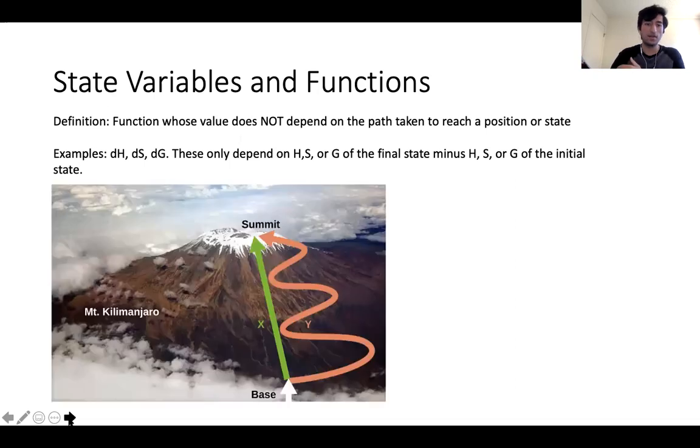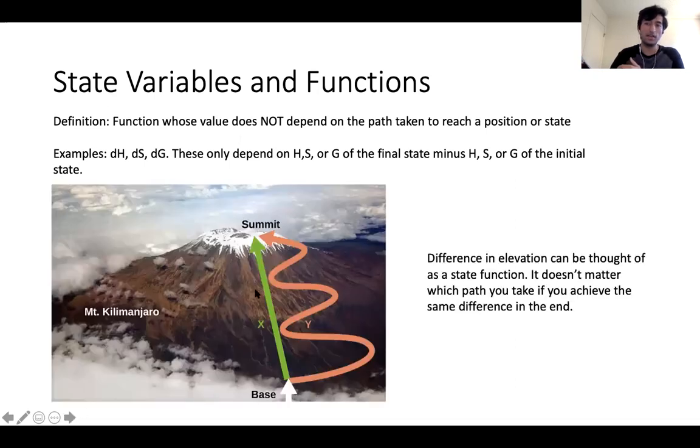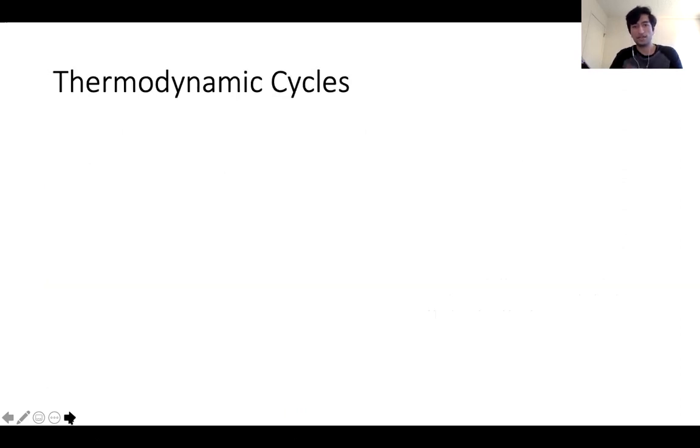Another way to think about this is to consider difference in elevation as a state function. It doesn't matter which path you took to get to the summit, because whichever path you take, the difference between the summit and the base in terms of elevation will be the same. So if you look at path Y, you might end up going down in elevation and then up depending on some parts of this journey, but at the end, the change in elevation will be the same. And that's the idea that we're going to borrow when we're thinking about thermodynamic cycles. And I think this is in number 1 of your homework.